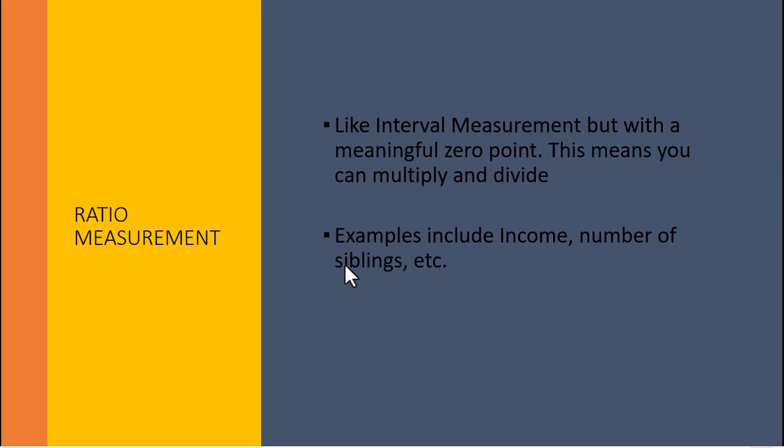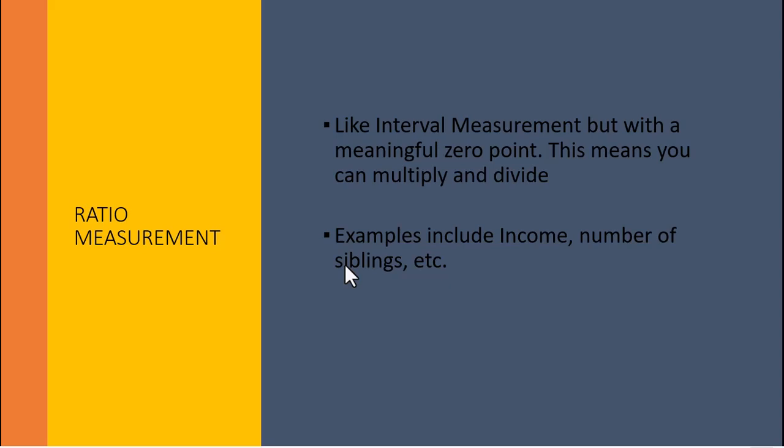Interval level measurement is very rare. Typically when we see a count, it is going to be ratio level measurement. And even a lot of statistical programs don't differentiate between ratio and interval level measurement because interval level measurement is so rare. So typically we're going to be seeing ratio level measurement.